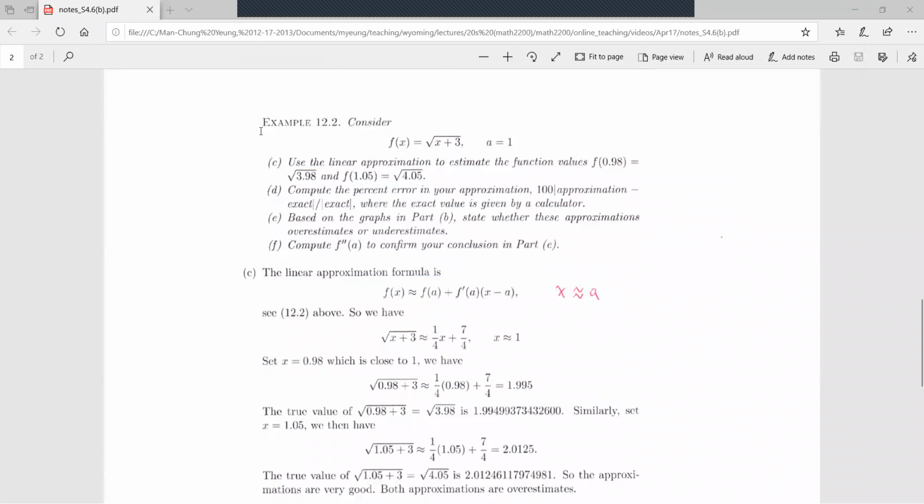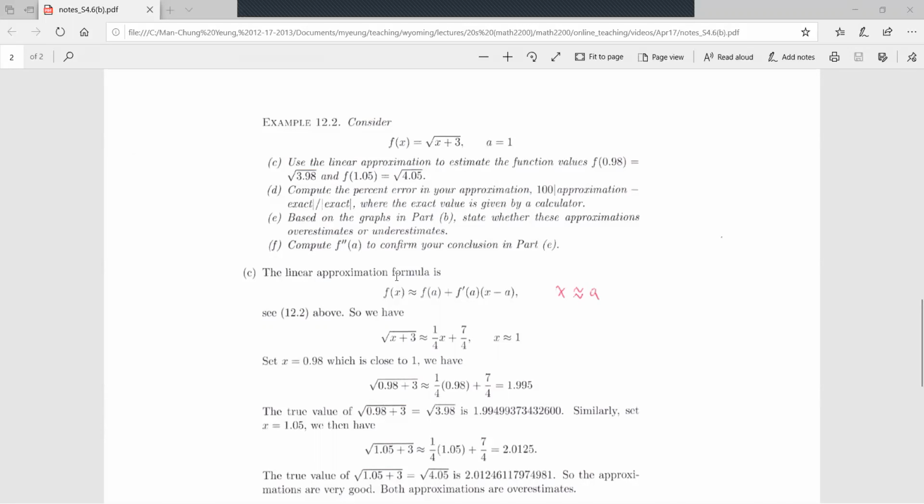Still example 1. I copied the questions here just for the convenience of my presentation, so that I don't need to move back to the previous page. Okay, now question C. Use the linear approximation to estimate the function values at 0.98 and at 1.05.